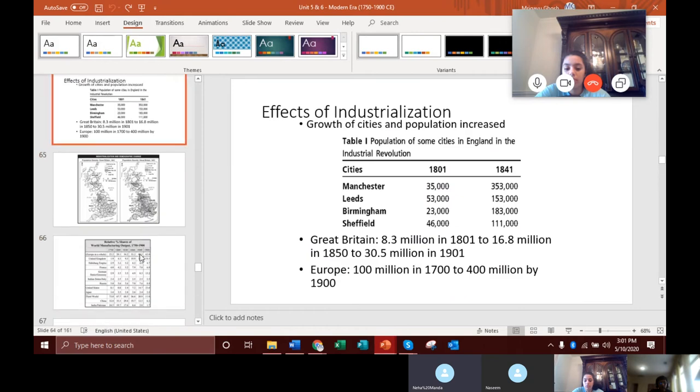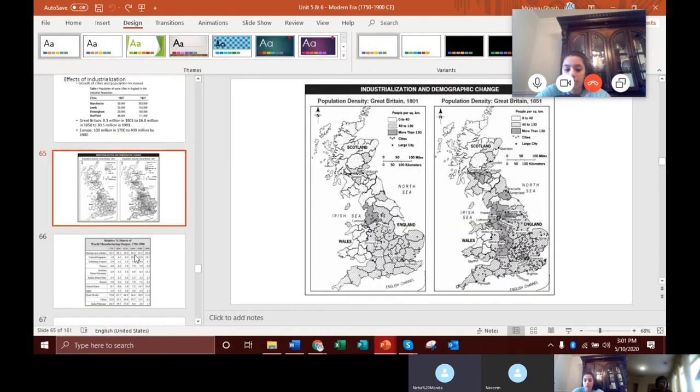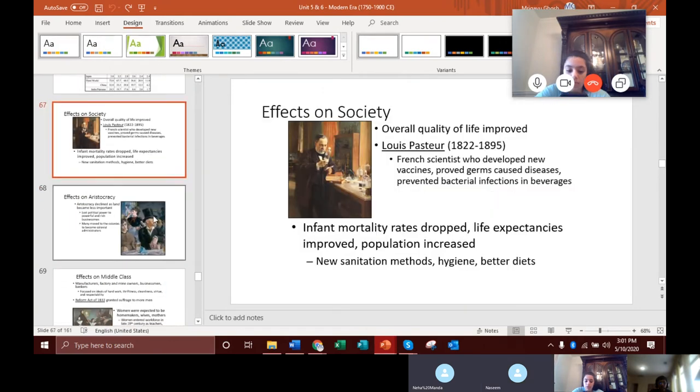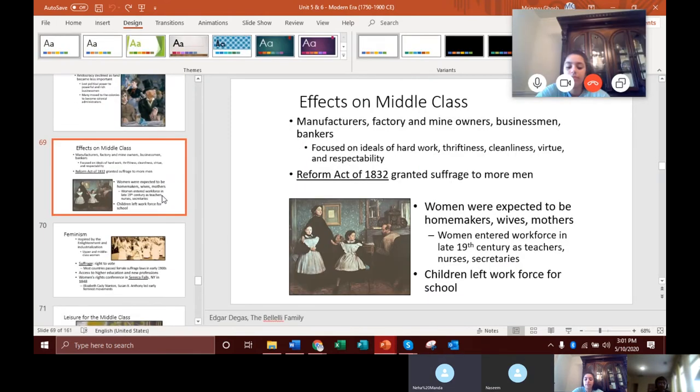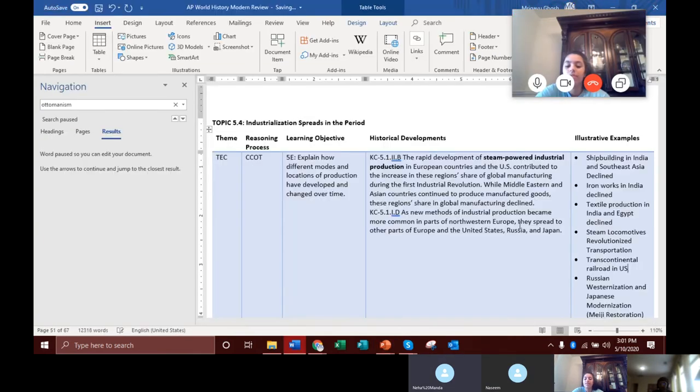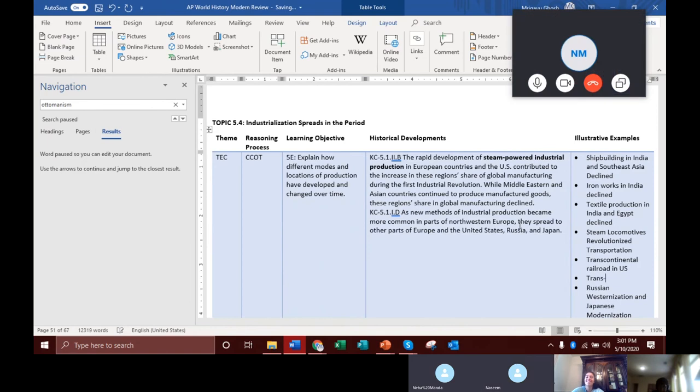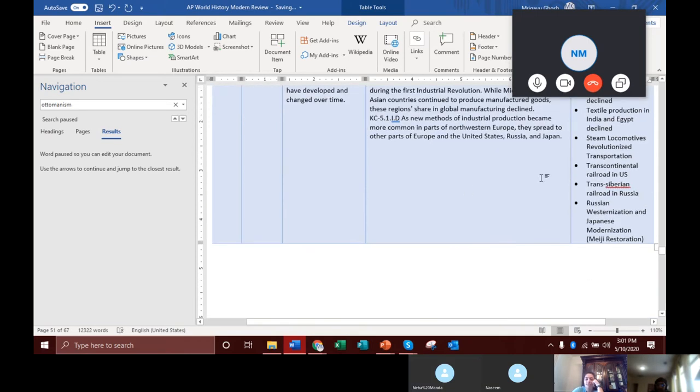Why does it say it connected the Atlantic and Pacific Oceans? How does that even mean? Yeah, it was America. Oh, it was America. I was confused. I was like, how do you connect oceans? Trans-Siberian Railroad in Russia. Okay, all right. Anything else we need to put here?